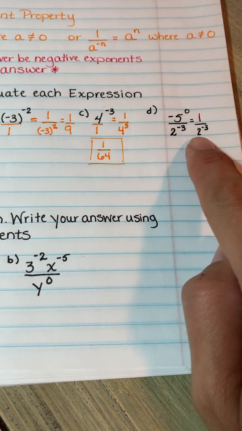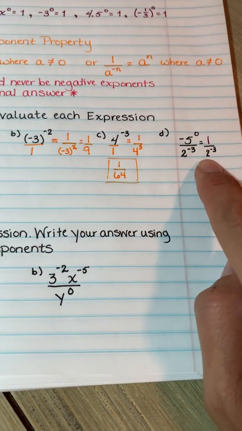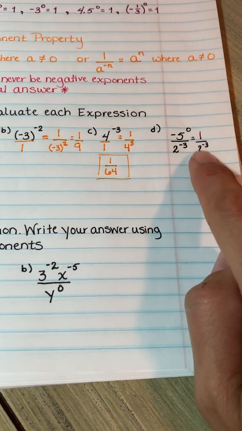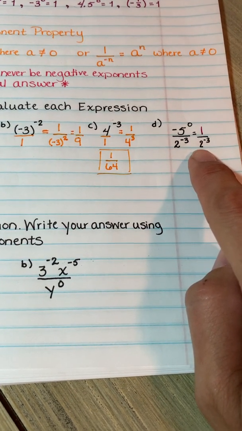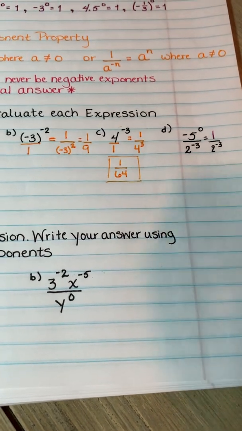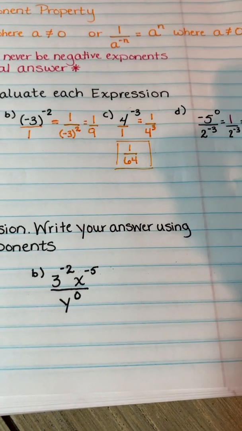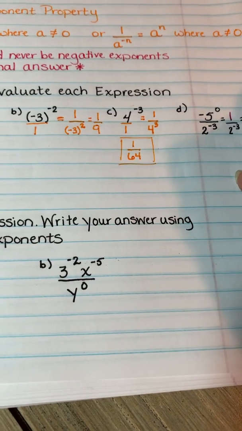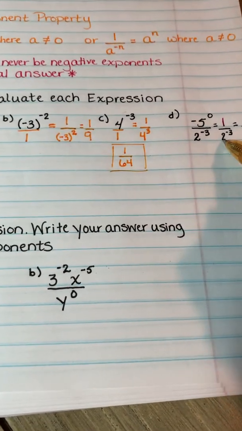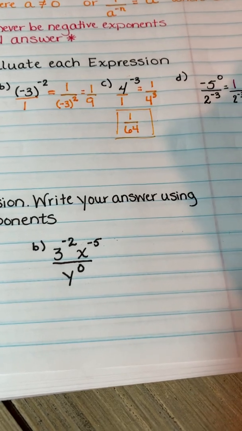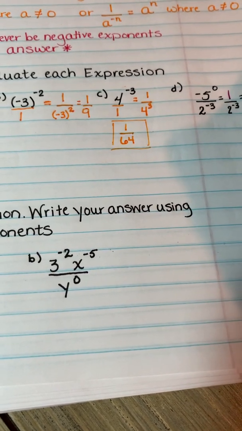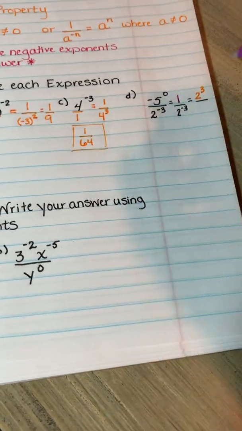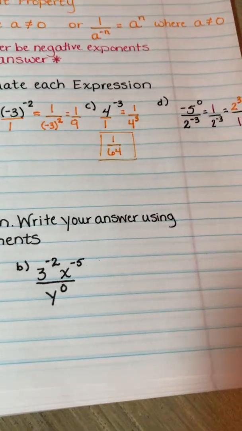Now we need to take care of this negative exponent. If we have a negative exponent in the bottom of our fraction, all we need to do is move it to the top. And when we do that, it will become a positive. So I'm going to take my 2 to the -3 and move it to the top. And when I do that, my -3 will become a +3. So I'm going to have 2 to the 3 over 1.